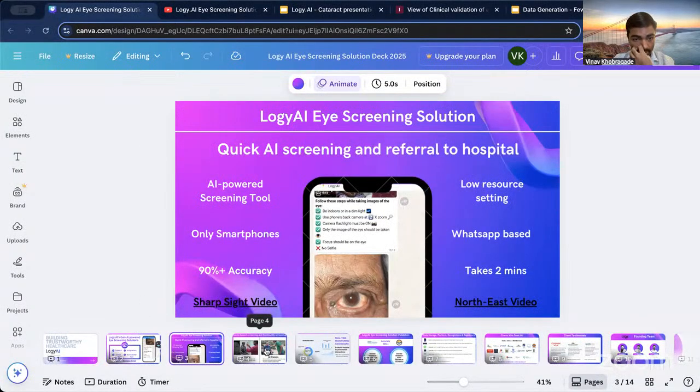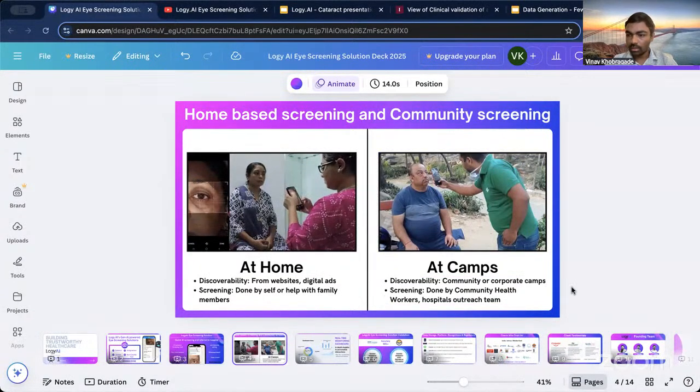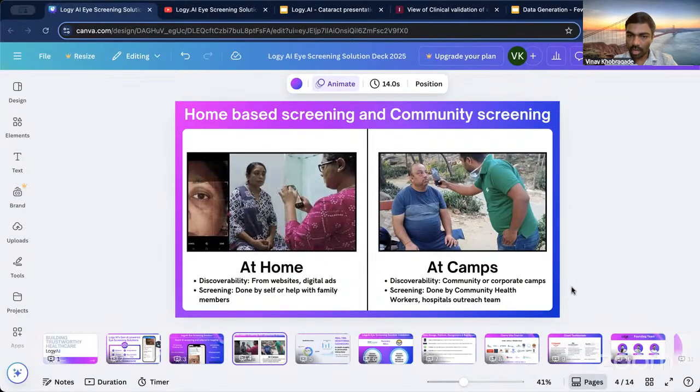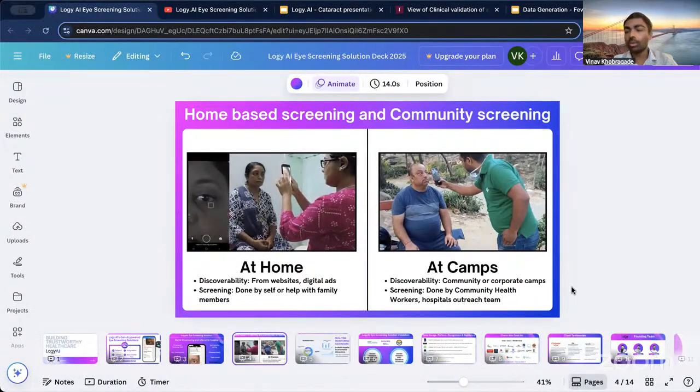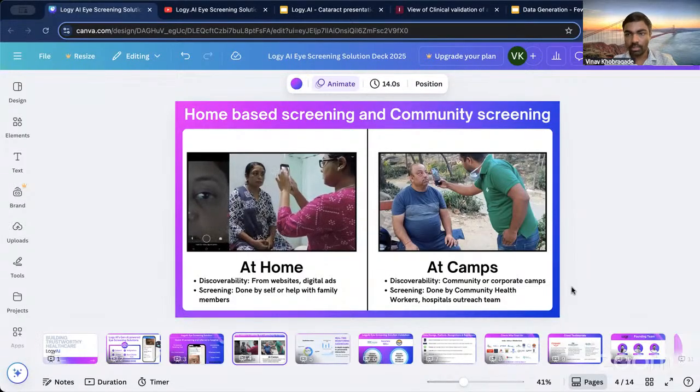Just an example, this is how images are being taken. For example, at camps, one of our partners does simple camps. They just go around parks in Delhi, look for elderly people, and ask them if they are open to doing this screening, and in just 2 minutes they are able to know whether they probably have this issue or not. In case they do, they are connected with the necessary healthcare providers. So that is how our solution works.